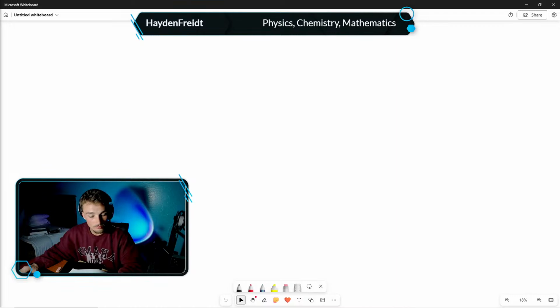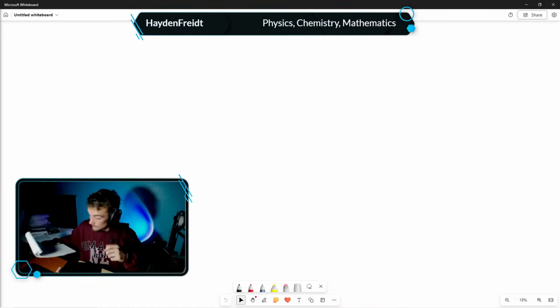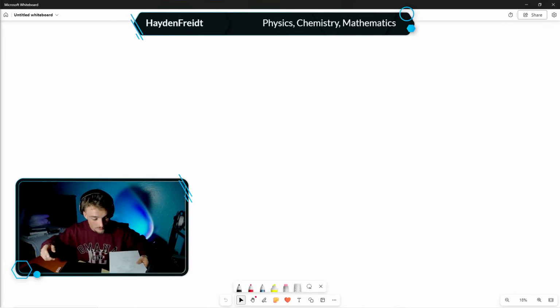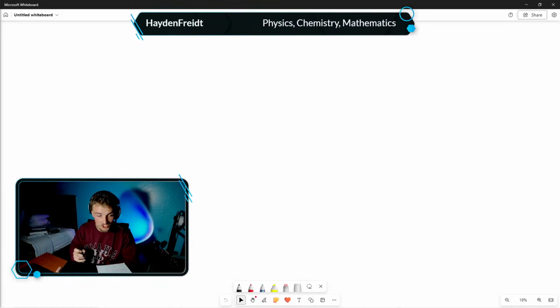So these are two important methods of analysis when it comes to linear circuits. So let's get into it. I'm going to start drawing it. I'm going to draw it best I can. I kind of suck with this pad though.